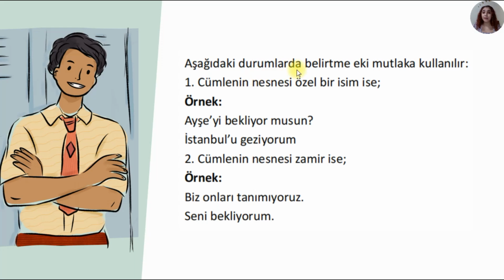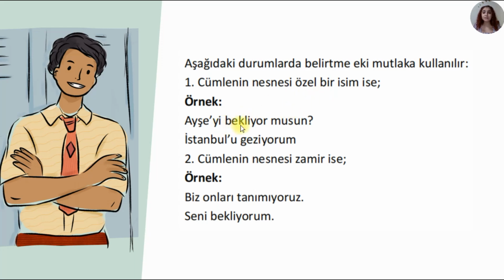Aşağıdaki durumlarda, in the cases below, belirtme eki mutlaka kullanılır. Definitely you will use belirtme eki, accusative case. First condition. Cümlenin nesnesi özel bir isim ise. Ise is if. If the object of the sentence is a specific, special name of a human or of a city or of a country, you need to use accusative, because it is already specific. It is not any human being. It is not any city. It is a specific one.